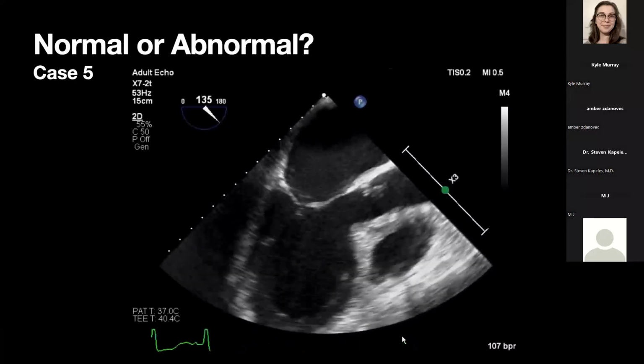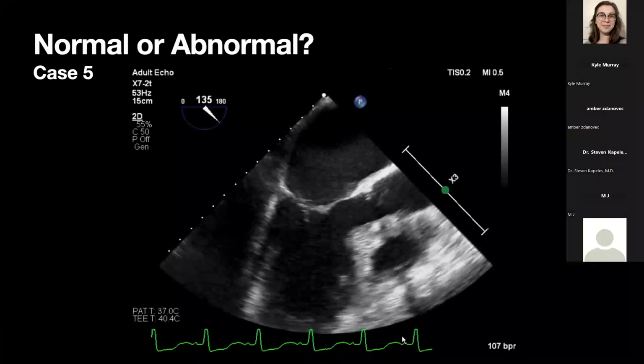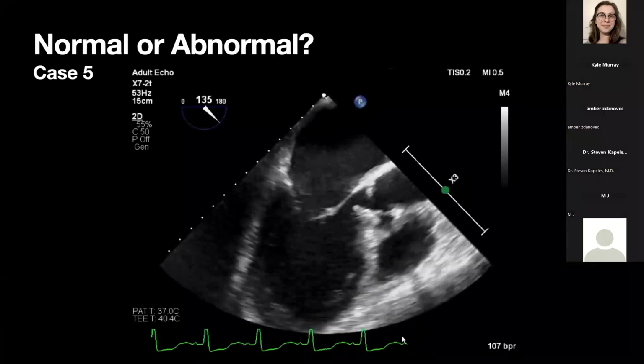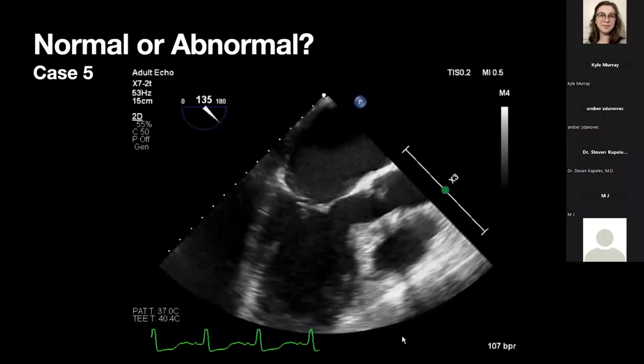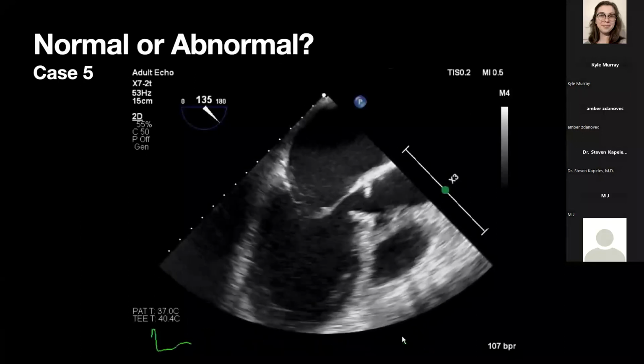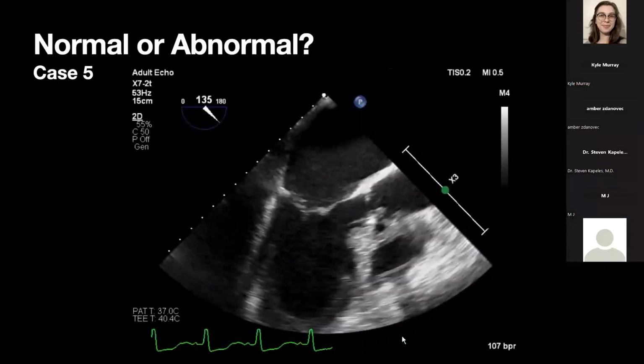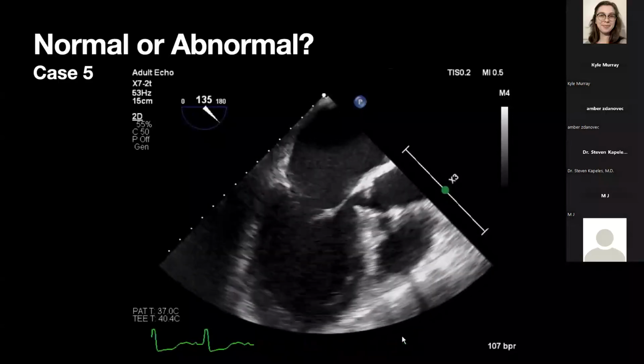So again, you put the probe in. Normal or abnormal? Abnormal. Okay, we're gonna ignore the LV that's just twitching, and we're gonna look at the aortic valve. What looks abnormal about that valve? Relapsing back. It's like the wrong way.